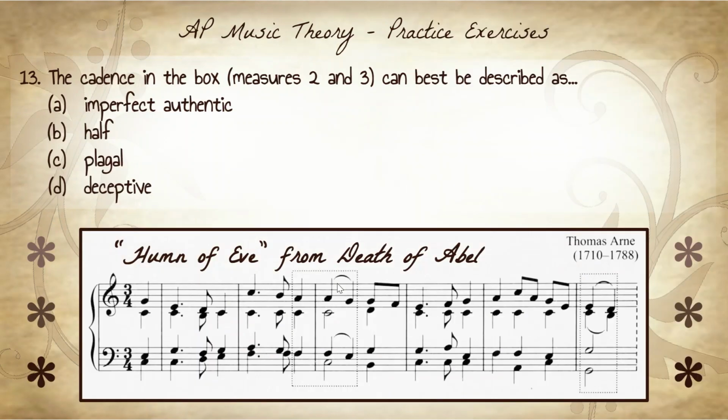The last three questions are based on this excerpt. Question 13. The cadence in the box, measures 2 and 3, can best be described as imperfect authentic, half, plagal, or deceptive.